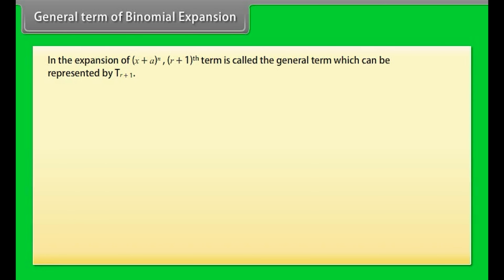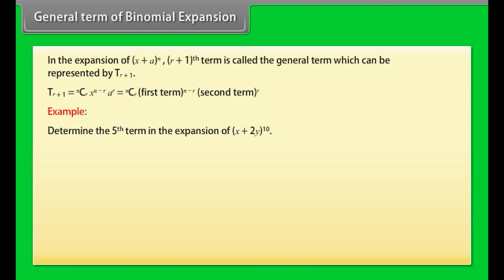General term of binomial expansion. In the expansion of (x + a)^n, the (r+1)th term is called the general term, which can be represented by T(r+1). T(r+1) is equal to nCr into x raised to power n minus r into a raised to power r, which is nCr times the first term raised to power n minus r into the second term raised to power r.